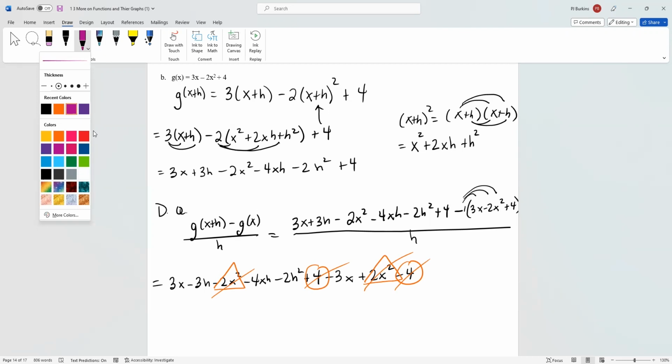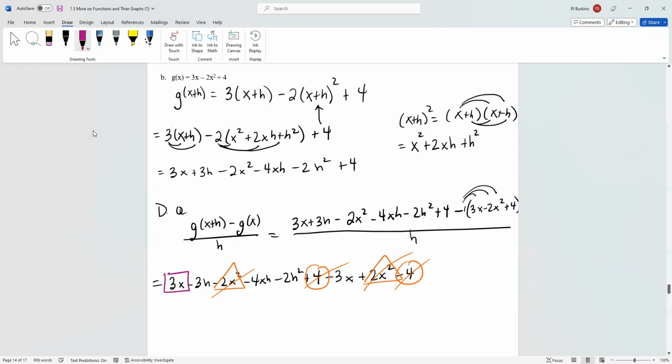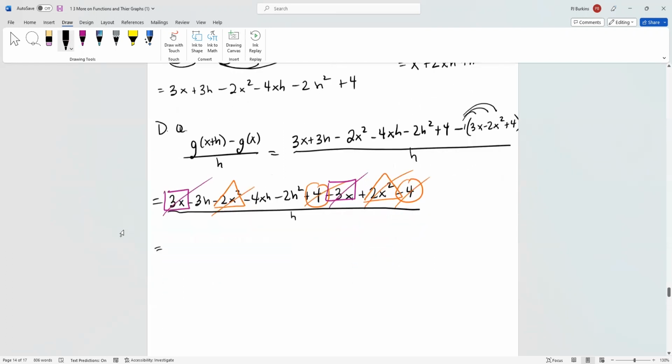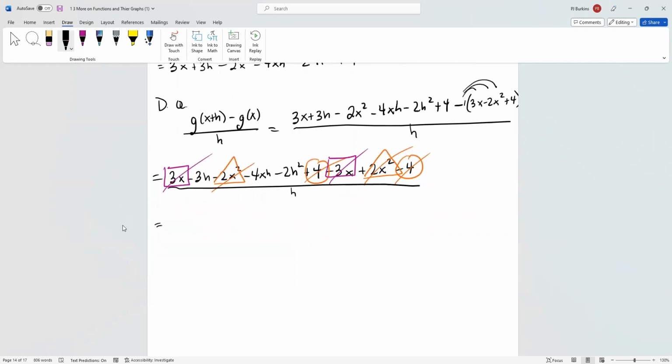Anything else I have? Looks like I have a 3x and a minus 3x. Okay, so those will cancel. All right, so what is left behind? Again, this is all over h. It looks like I still have minus 3h minus 4xh and a minus 2h squared all over h.